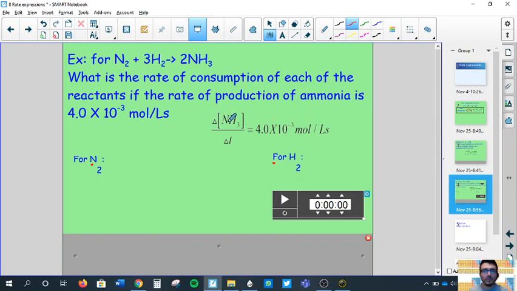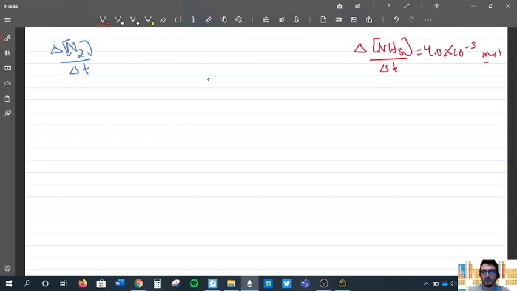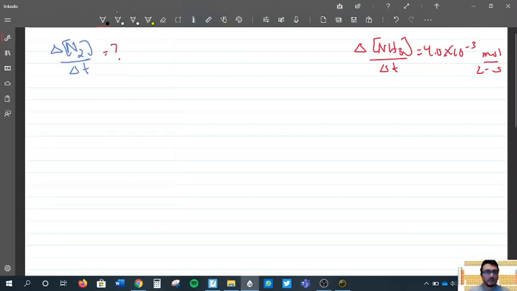we know the rate of change of ammonia is 4 times 10 to the negative 3 moles per liter per second. So off to the side here, the rate of change of ammonia is 4.0 times 10 to the negative 3 moles per liter per second. Okay, and we need to figure this out. We don't know what that is, but we can write an expression that connects this reactant to product.